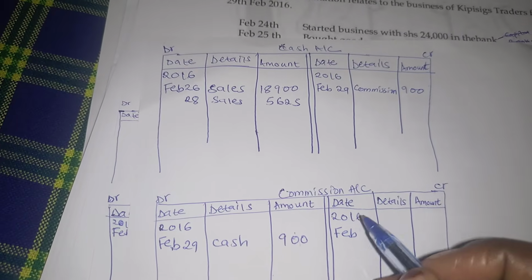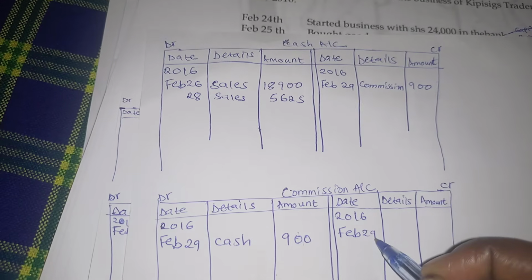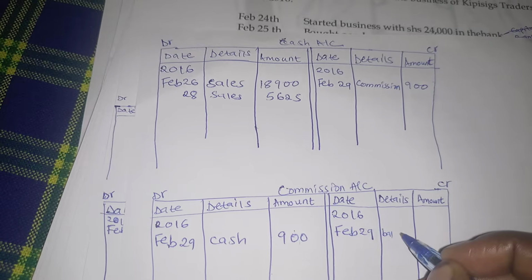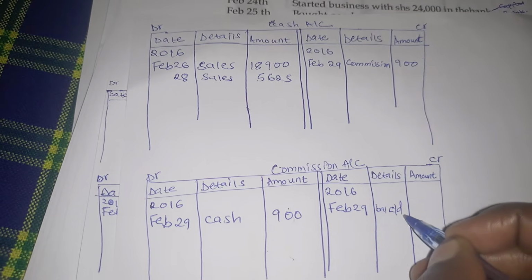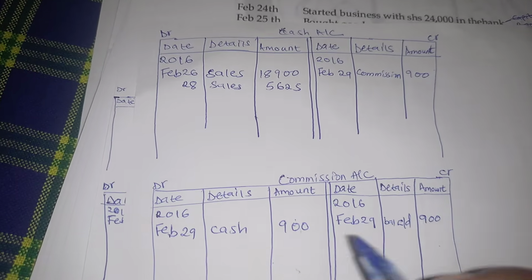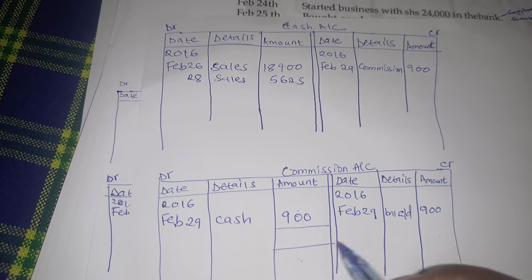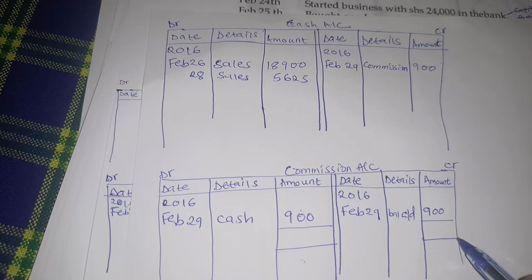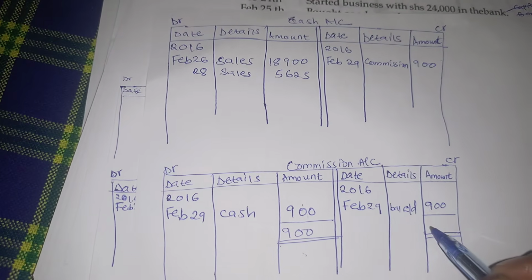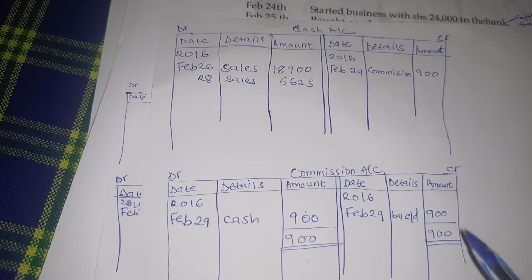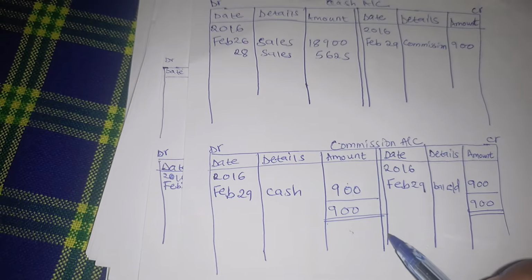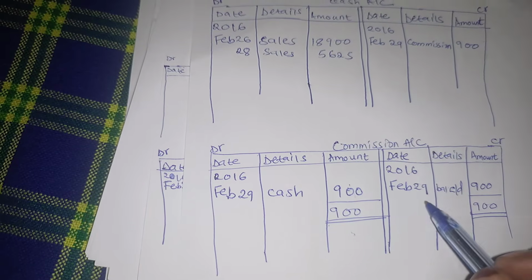No, so you can balance that. On 29th February, the balance to be carried down is 900, and we balance 900, get the totals on both sides, 900. And after that, you record this balance on the opposite side.